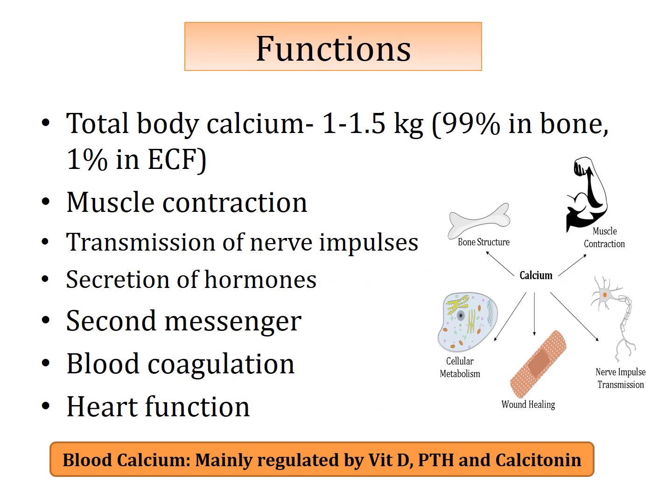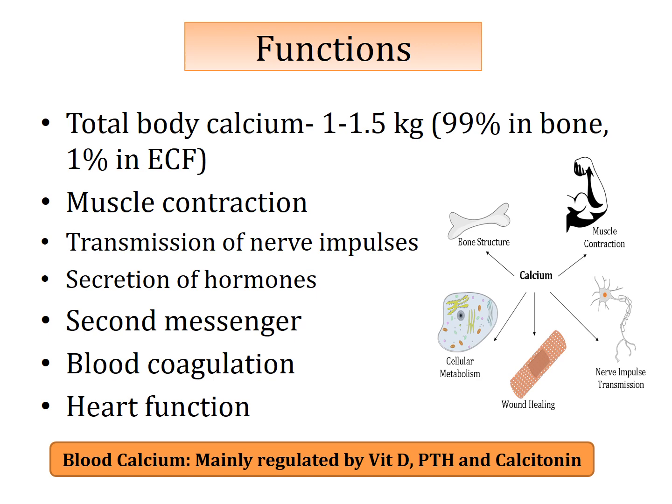Total calcium present in human body is around 1 to 1.5 kg. 99% of body calcium is present in bone and remaining 1% is present in extracellular fluid. Calcium is major component of bone and teeth. Calcium is required for excitation and contraction of muscle fibers as it activates ATPase and increases action of actin and myosin. Calcium is also required for transmission of nerve impulses.